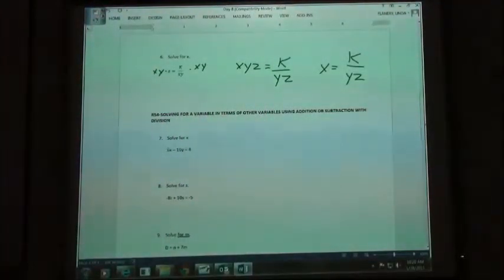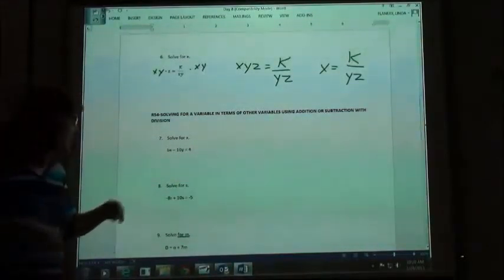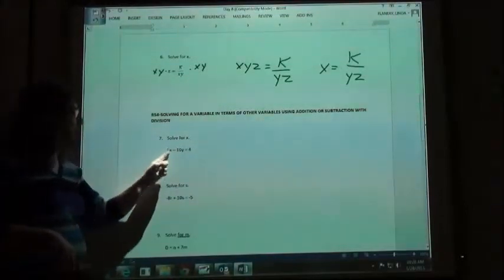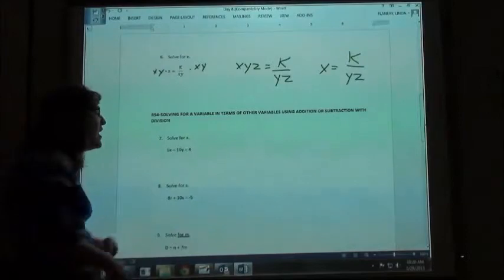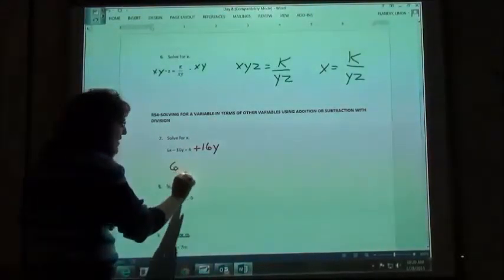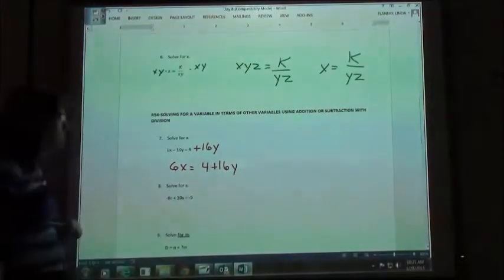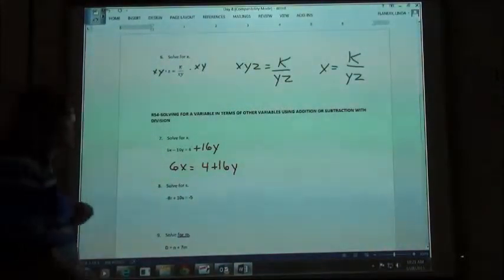7, 8, and 9, those are our two-step ones where we're moving the term that doesn't have the variable, and then we end up multiplying or dividing, and most of the time it's dividing. But in this case, if I want to solve this for x, I want to get the x by itself, I need to move this negative 16y to the other side, so I'm going to add my 16y. So I have 6x equals 4 plus 16y. I then want to divide by that 6 to get the x by itself.